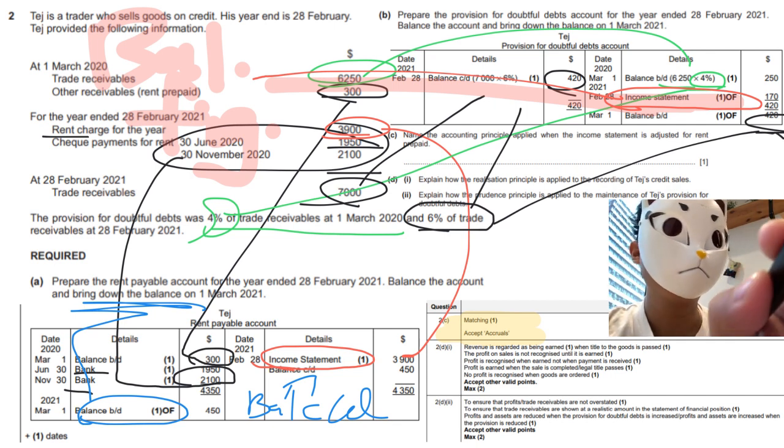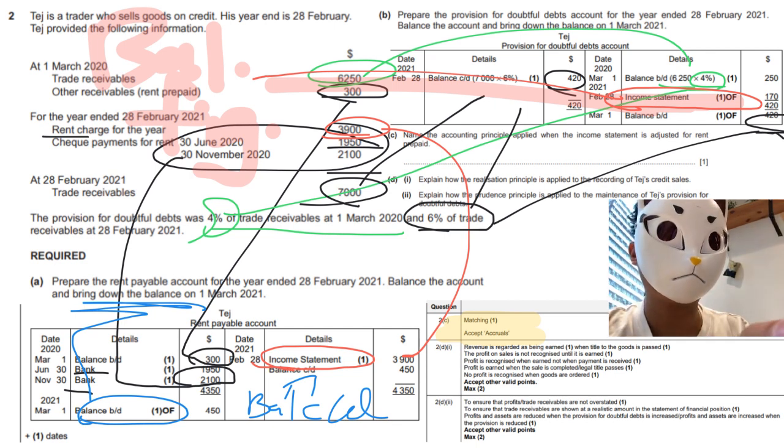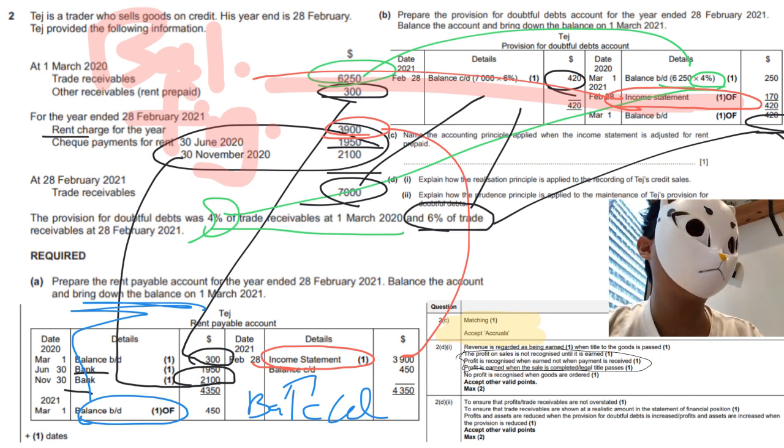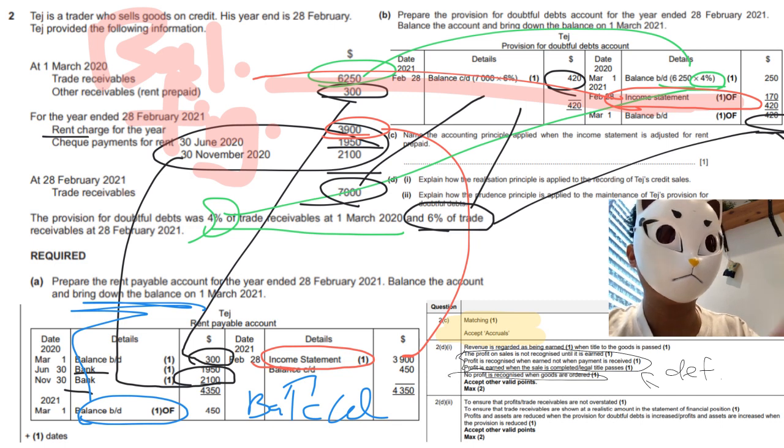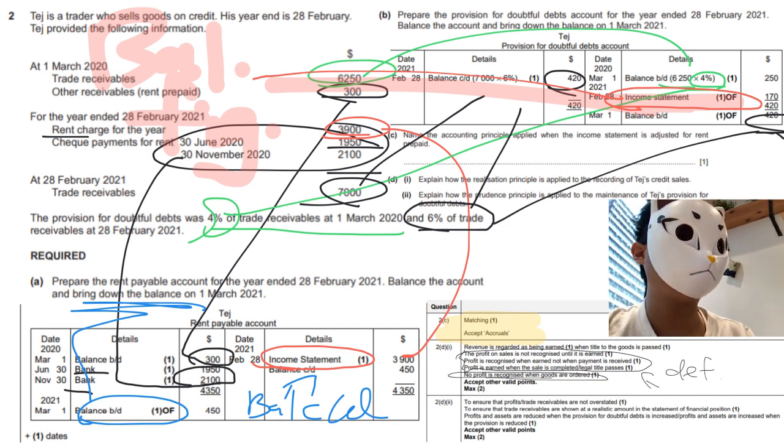Of course, you have to put down the definition. Profit is not earned when the payment is received. These are the definitions from the textbook. One more thing, no profit is recognized when the goods are ordered.